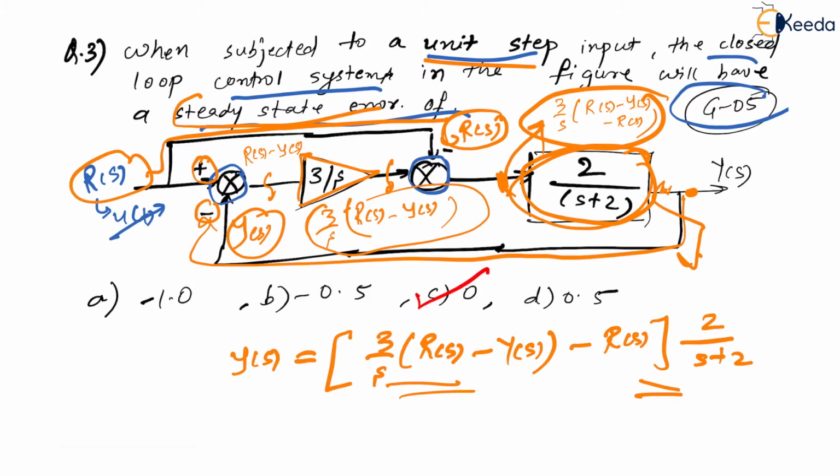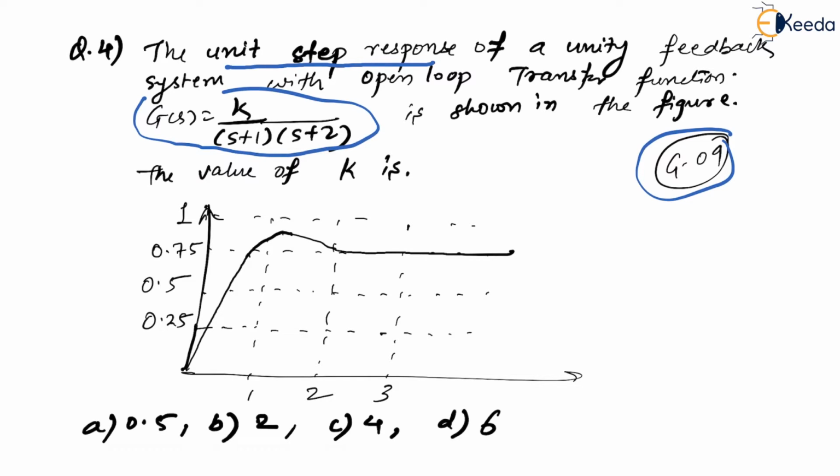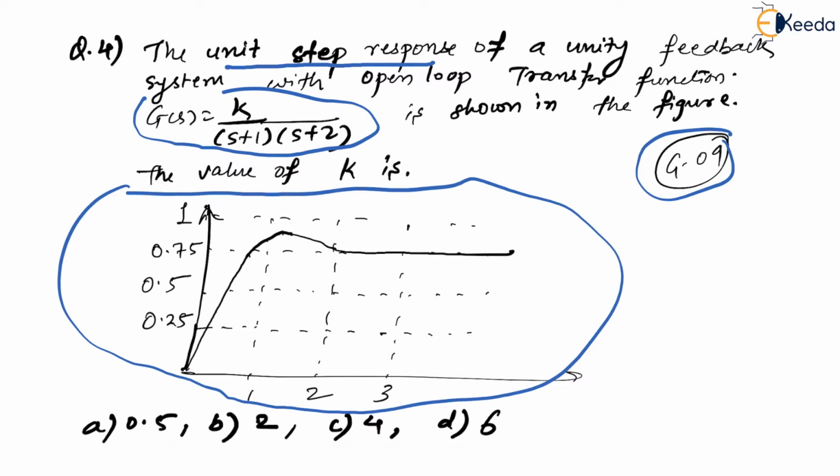Now let us see some more problems. Yes dear, if you check out, it is GATE 2009 question. What does the question ask? It asks the unit step response of a unity feedback system with open loop transfer function, shown in the figure. This is the unit step response, right? And this is our open loop transfer function, right? Now they are asking us to find the value of k.